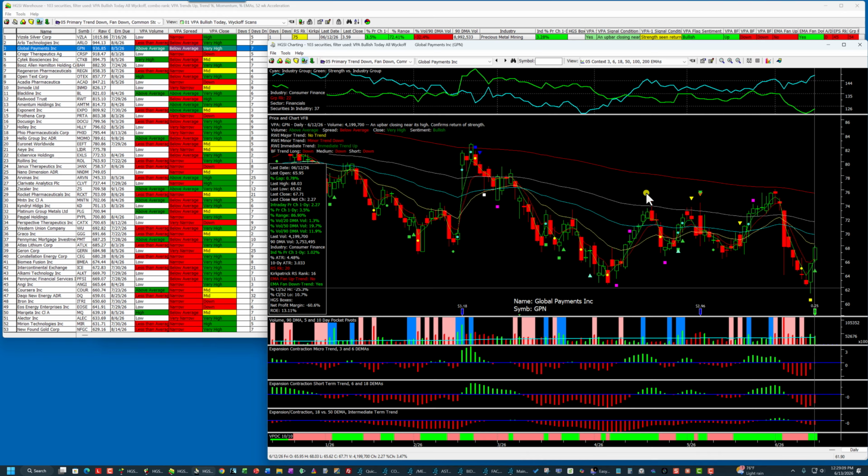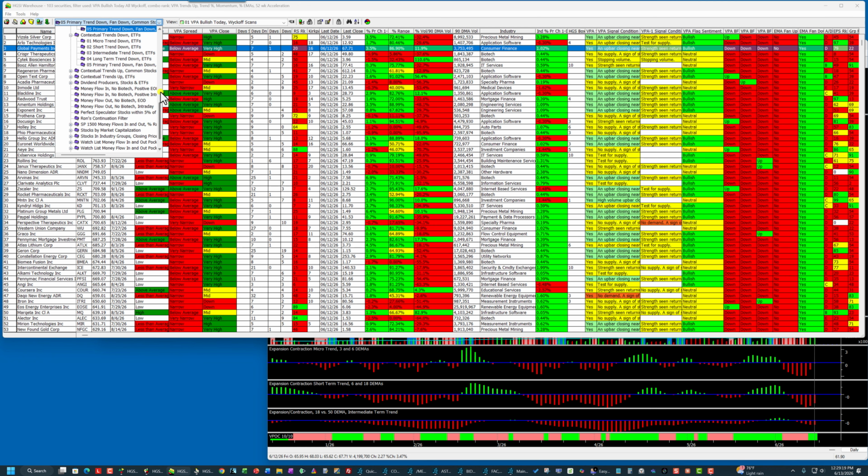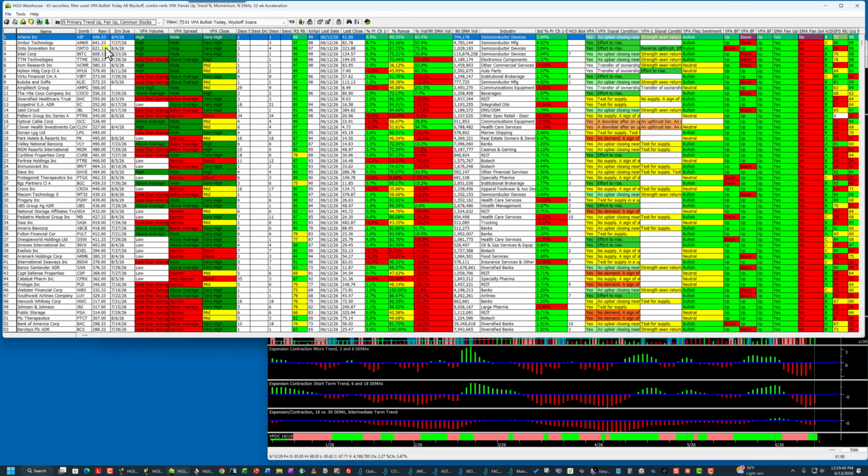I'm just pointing out that this is a powerful combination using the bullish today and then going into these other trend views. Now, if you want to look for the strong stocks, go to the primary trend up, fan up, common stocks. You're going to find some of the best stocks here based upon momentum and so on. And I think I looked at that one already.